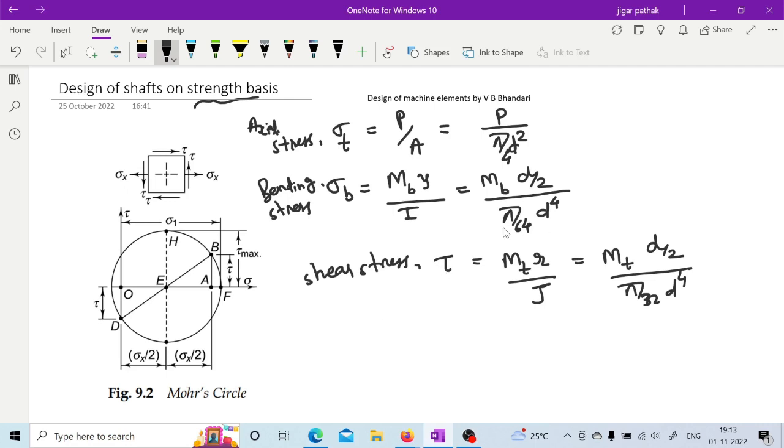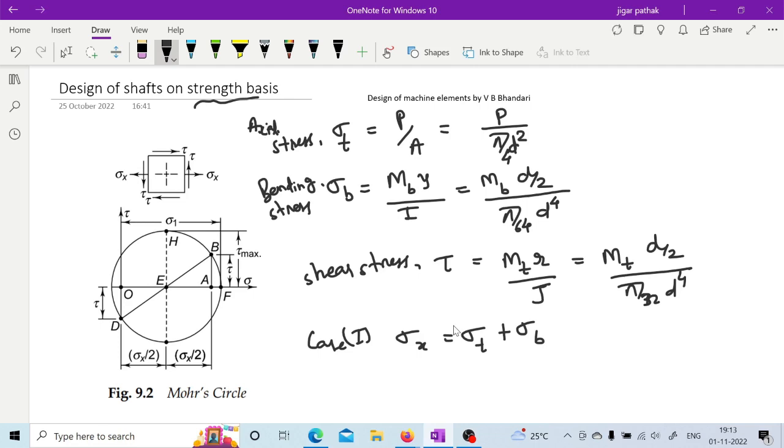So it may happen that your shaft is under the action of any one particular stress, or it may happen that it is under the action of combined stresses. Suppose you consider case 1, where the normal stress sigma x is sigma t plus sigma b, meaning both axial and bending stress are acting.